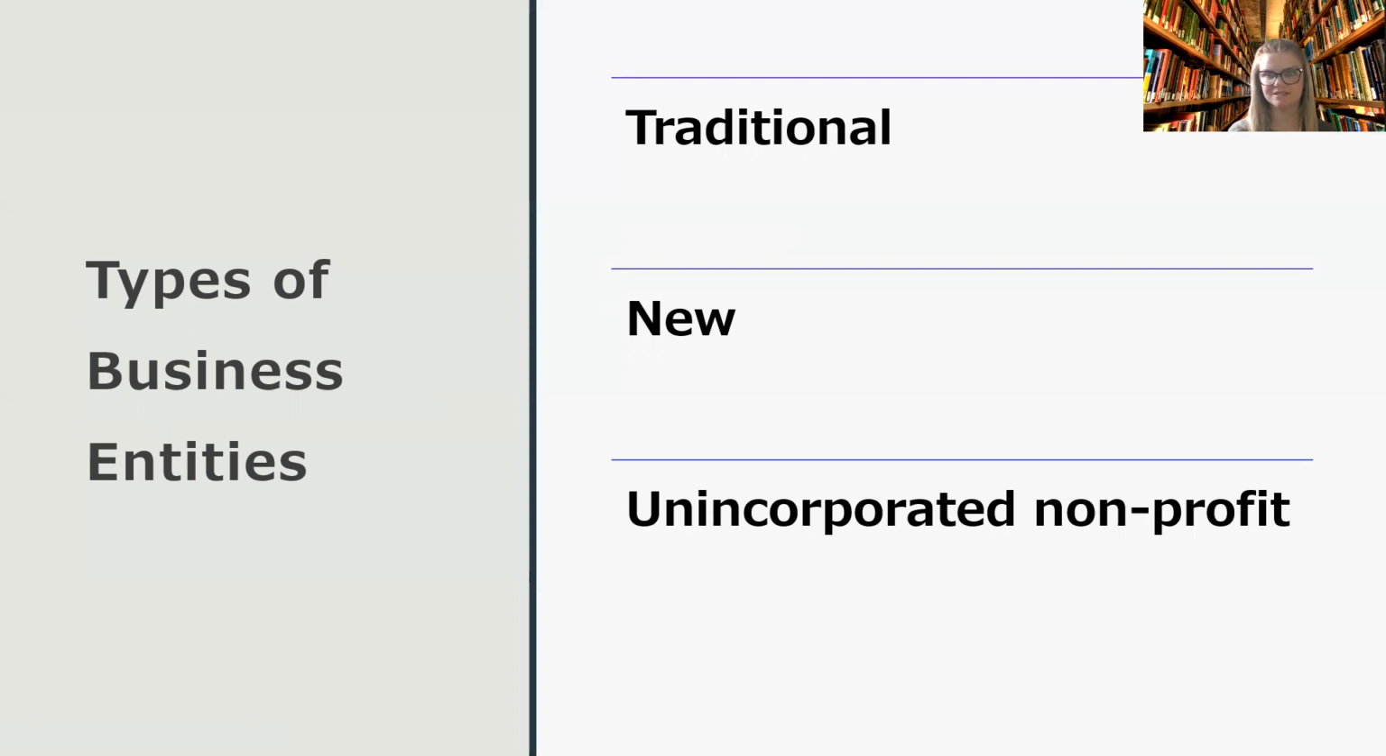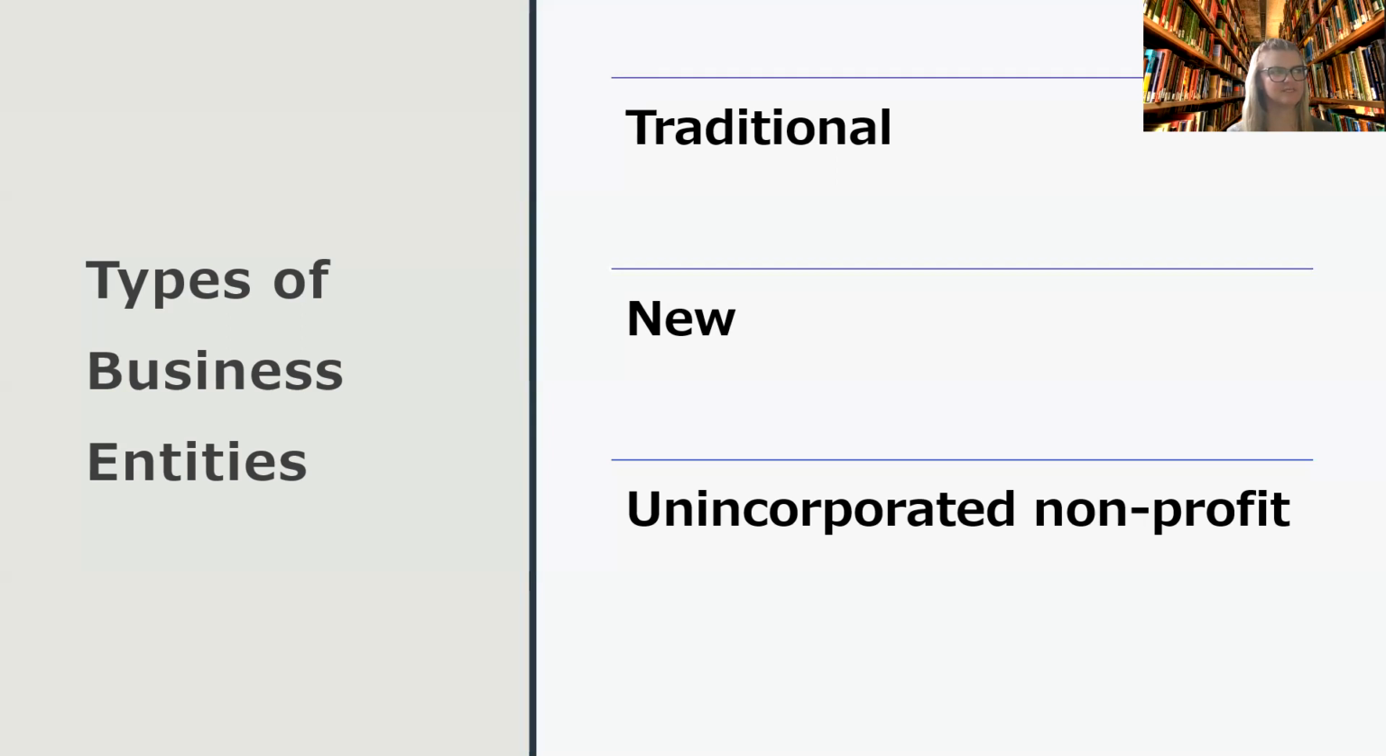Okay, next we have our new business entities. The first is limited liability companies, and these are called LLCs. This combines the tax treatment of a partnership with the limited liability of a corporation. Generally, an LLC has at least 2 members, and this can be individuals, trusts, estates, other partnerships, other LLCs, or even other associations. And these members have contributed capital and have filed articles of organization with the state.